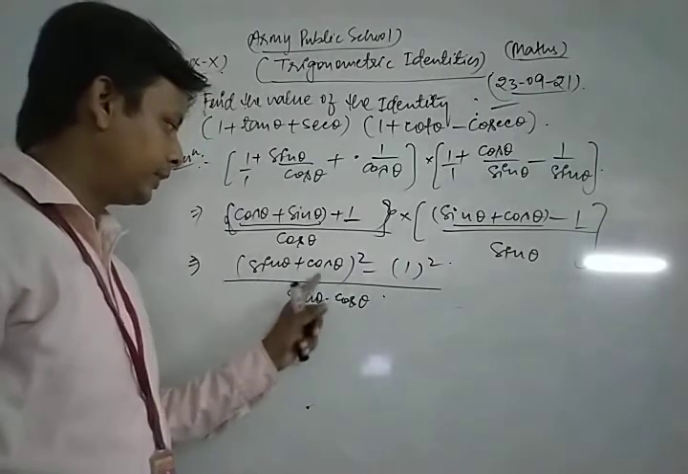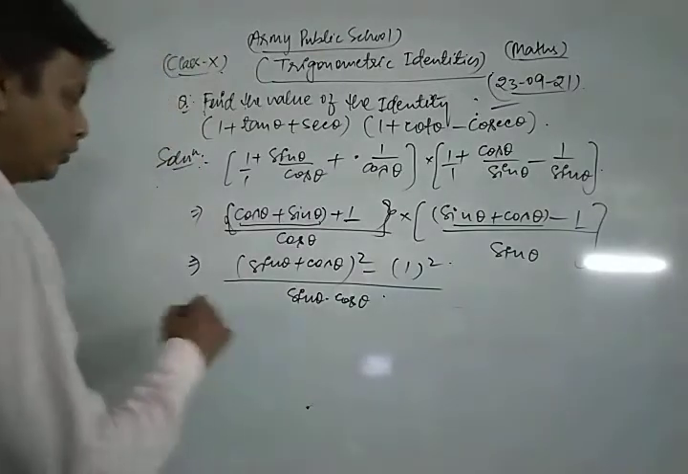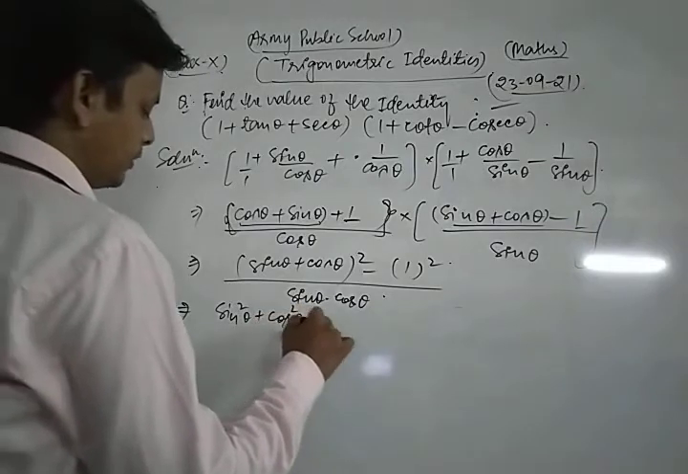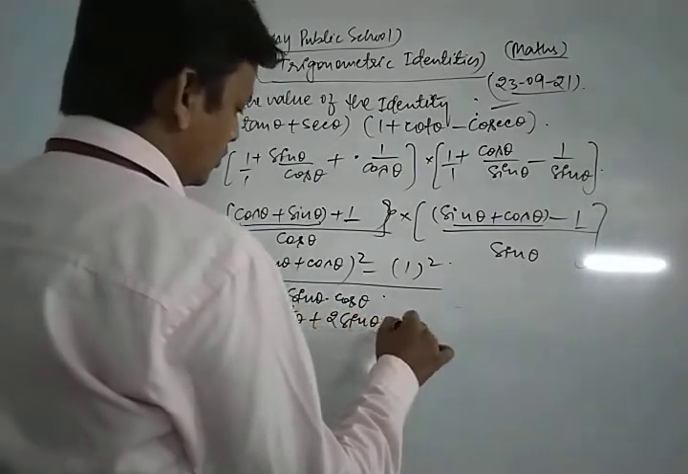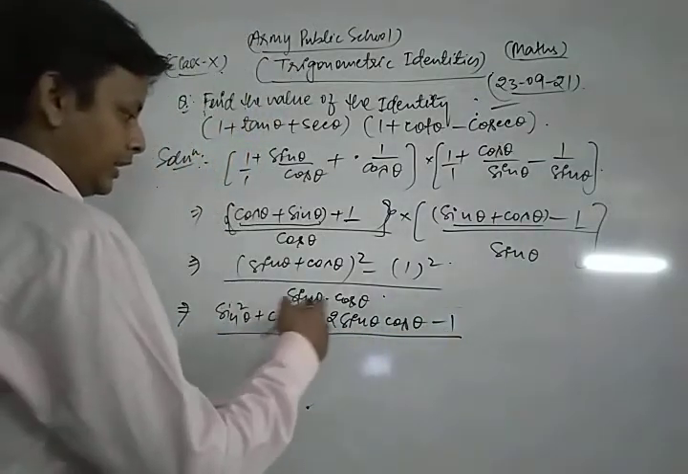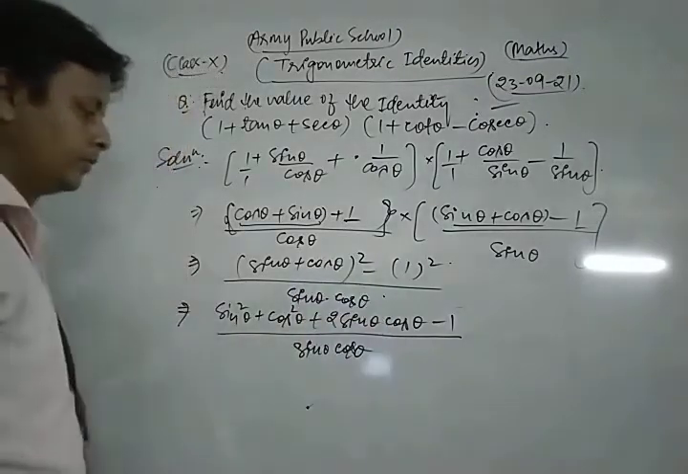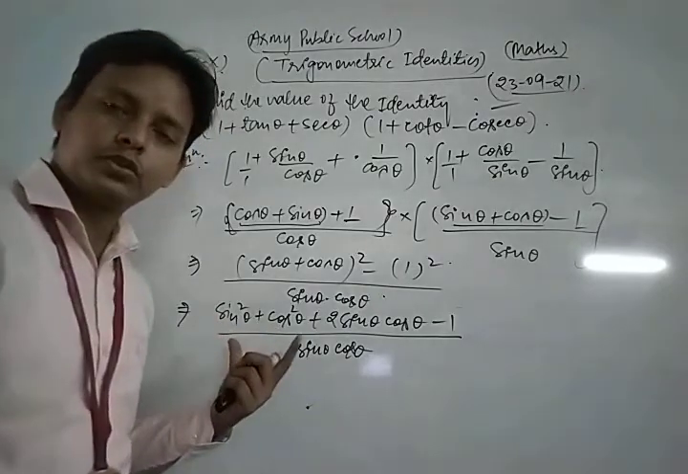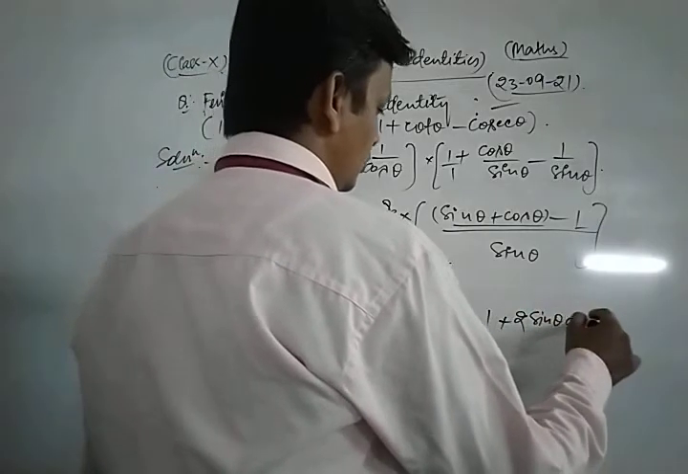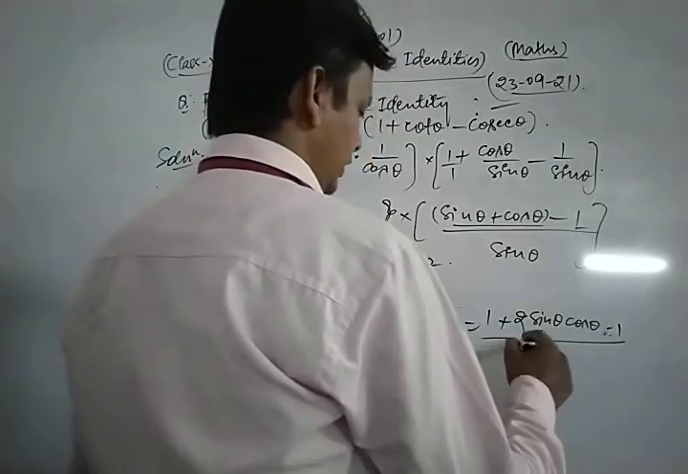Now here we expand it using the identity a square plus b square plus 2ab. We write a square plus b square plus 2ab, and minus 1 as it is, and in the denominator we write sin into cos as it is. Now here we use the identity sin square plus cos square, which is 1. So that is 1 plus 2 sin theta into cos theta minus 1, divided by sin into cos.